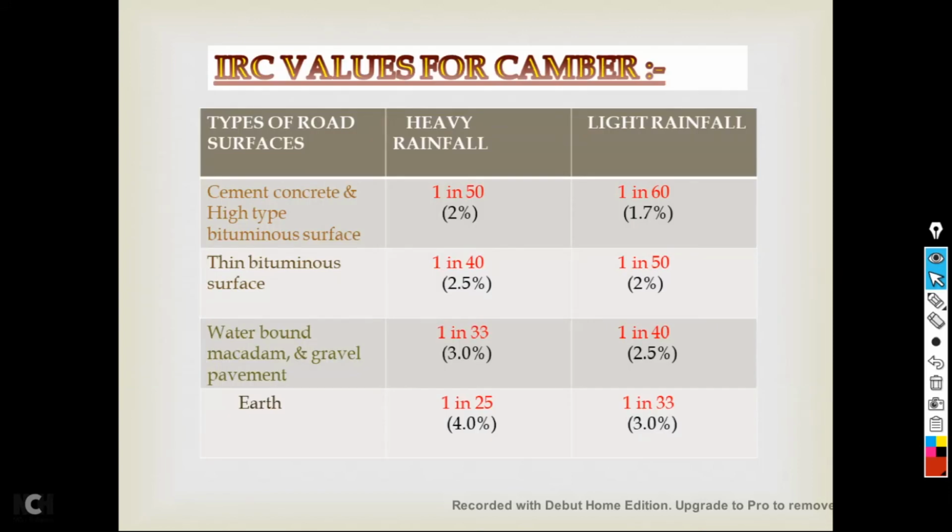IRC values for camber. IRC, the Indian Roads Congress, provided various values for various conditions, like heavy rainfall and light rainfall. For heavy rainfall, they provided different values for different road types. For cement concrete and high-type bituminous surface in heavy rainfall, the camber should be 2% or 1 in 50, and for light rainfall it is 1 in 60 or 1.7%.